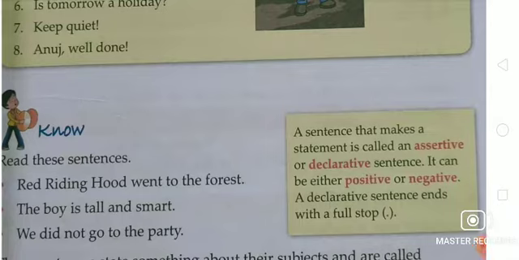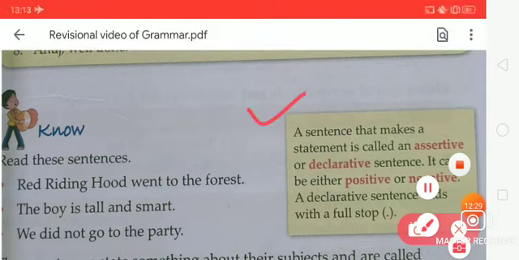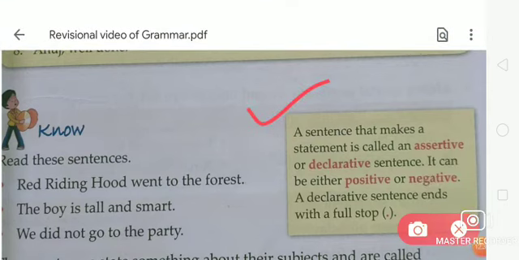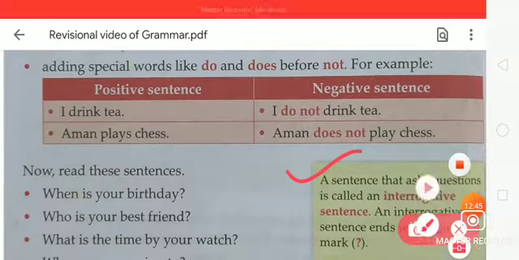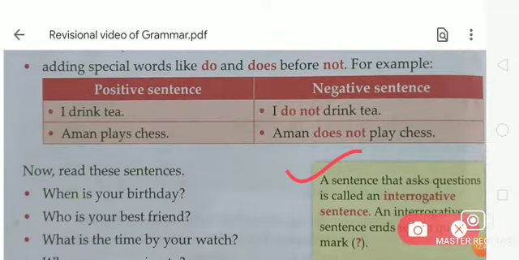Students, in your notebook you must write the definition of a sentence, and after that the four types of sentence, and then define them one by one. Okay, so first is the assertive or declarative sentence. You must write that a sentence that makes a statement is called an assertive or declarative sentence. It can be either positive or negative, and it ends with a full stop.